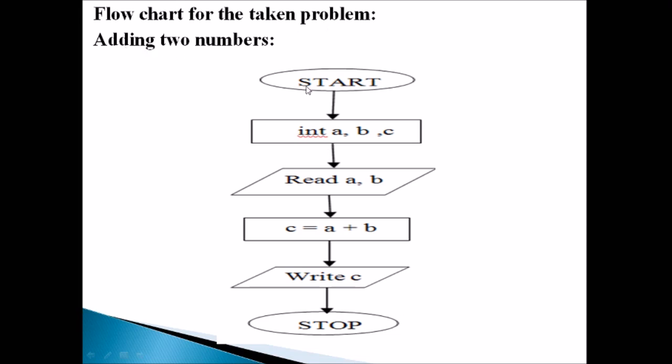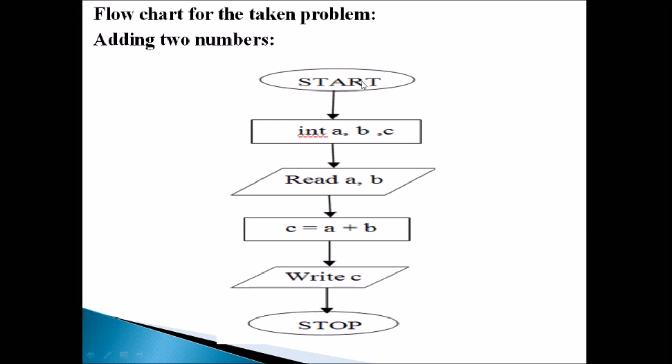As we said, the first step start and the last step stop should be given within an oval, isn't it? Here we have given the oval symbol for start and stop. Now you just keep in mind the algorithm which we have written in the previous class. In that, the first step is start the program and the last step is stop the program. Those two steps are given here within the oval symbol.